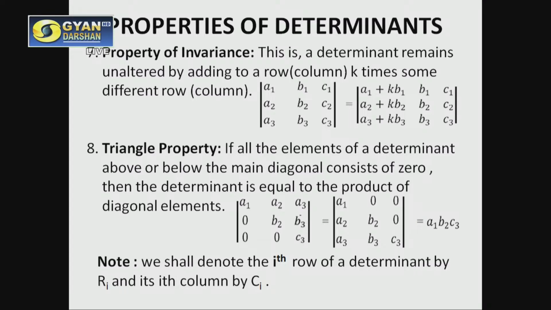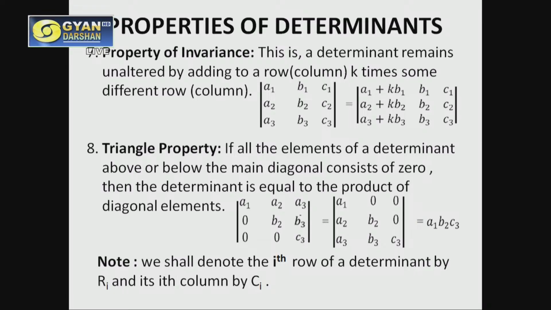On the same lines, there are the property of invariance and the triangle property. The triangle property is very important, which says that if on either side of the diagonal all the elements are 0, then the determinant can be evaluated by multiplying the diagonal elements. We have two examples here. In the triangle property, we have a1 a2 a3, 0 b2 b3, 0 0 c3. So the upper triangular components are non-zero, whereas the lower triangle components are 0.